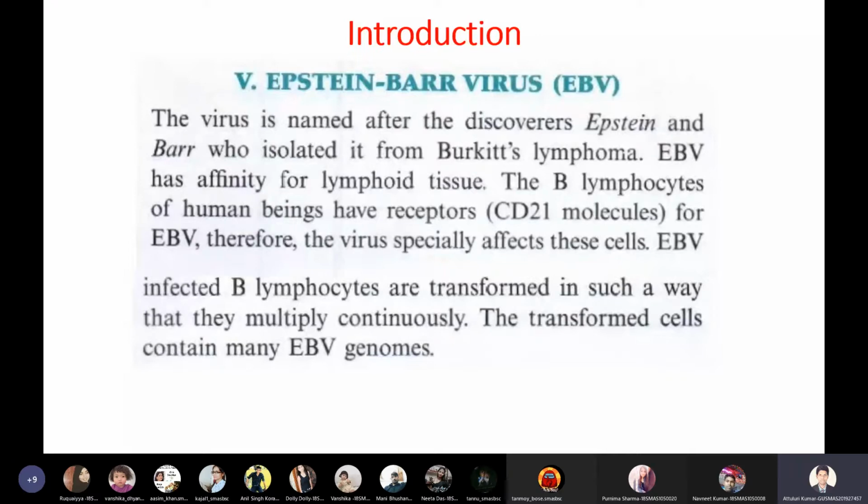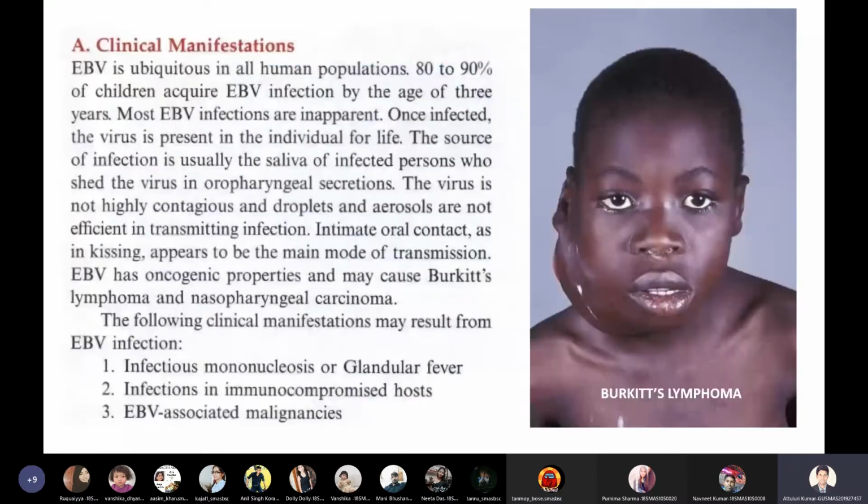Okay, let us see the complete picture. This is how Burkitt's lymphoma looks. This is one clinical manifestation of the Epstein-Barr virus. Epstein-Barr virus is present everywhere. Almost 80 to 90% of children will acquire this particular virus.